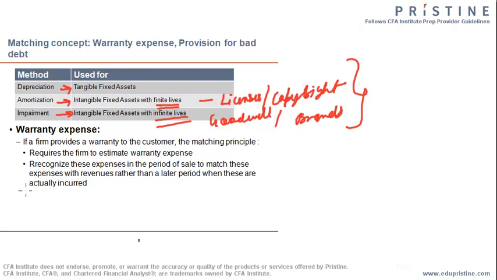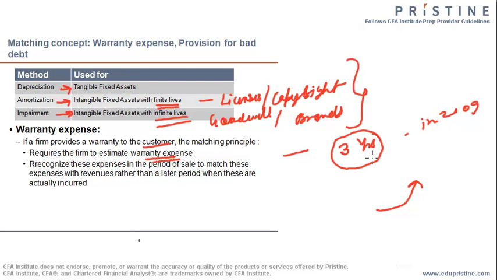The other expenses which require a matching principle would be, if a firm provides a warranty to the customer, the matching principle requires a firm to estimate a warranty expense. For example, if you are selling a product with a warranty of, say, maintenance for 3 years in 2009, you don't wait for the warranty expense actually to be incurred. So the moment the sale is made, an estimated warranty expenditure for the next 3 years is booked in year 2009 itself. So recognize these expenses in the period of sale, which is 2009 in this example, with revenues, rather than in a later period when they are actually incurred. And that's where warranty expenses should be dealt with.